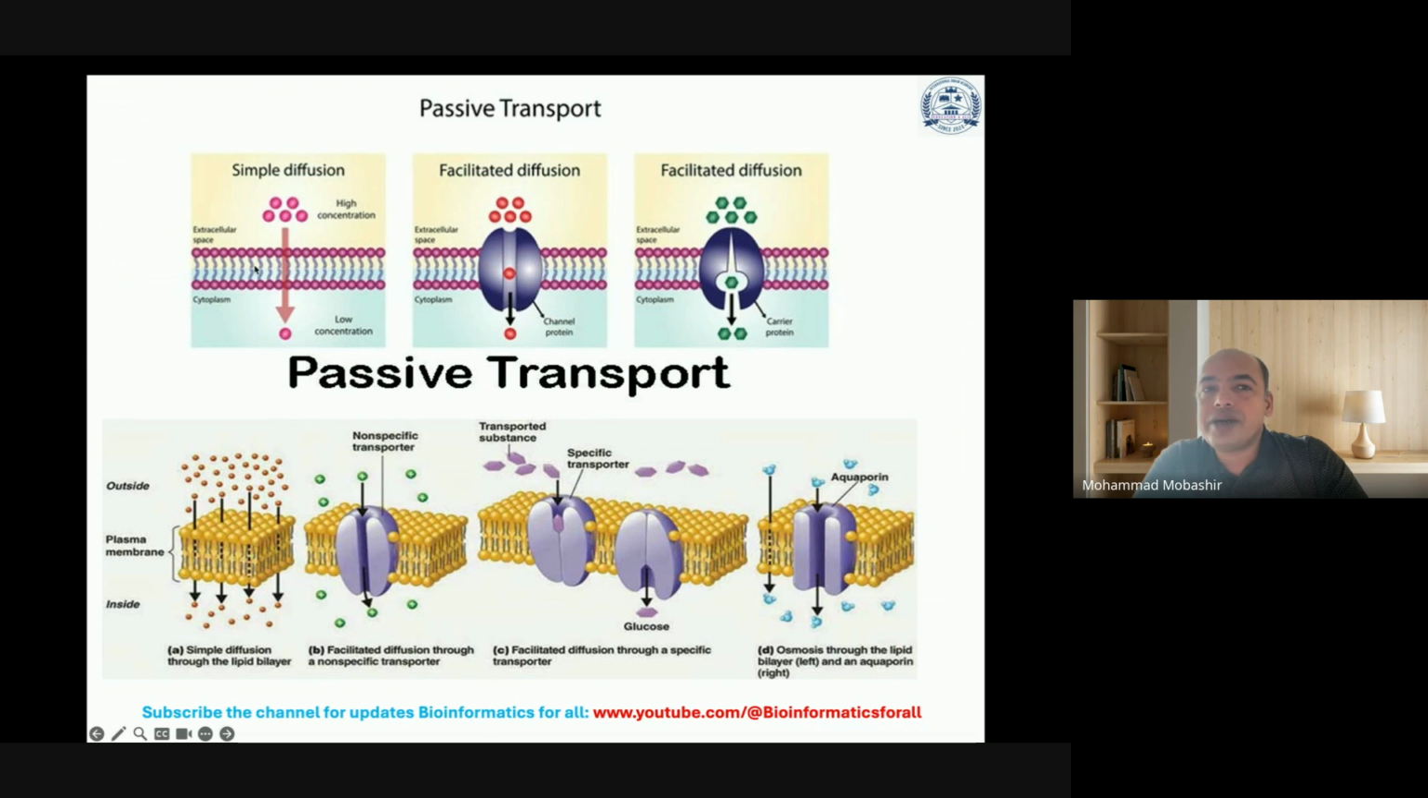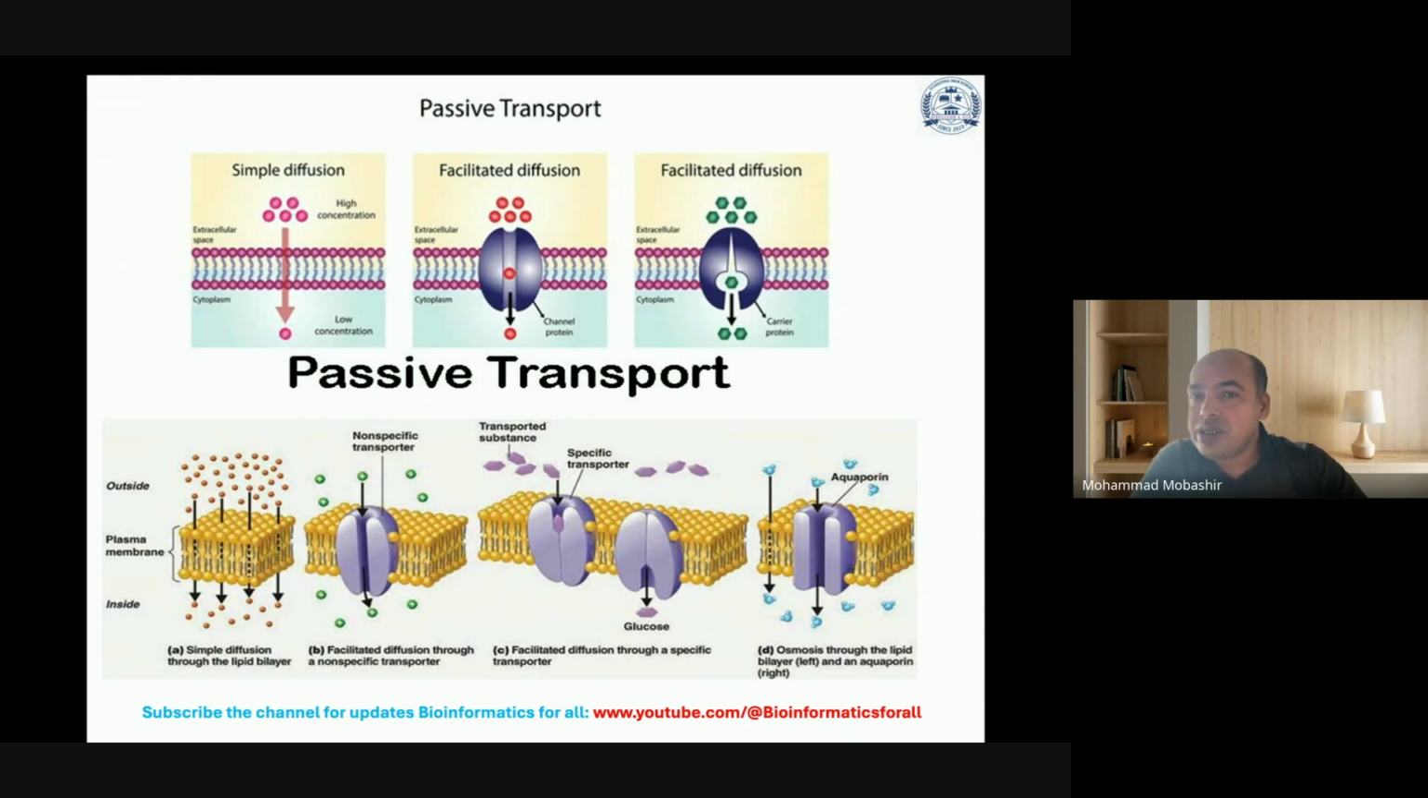For example, if we are talking about simple diffusion, then the substances or molecules move from a higher concentration to a lower concentration. That is simple diffusion. Then there is a term called facilitated diffusion, where you can see there is some source or channel via which the molecules or substances are passing. So here comes facilitated diffusion in another way.